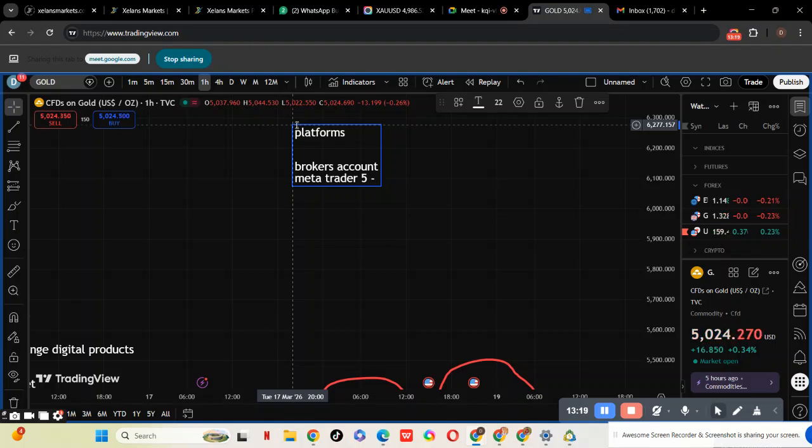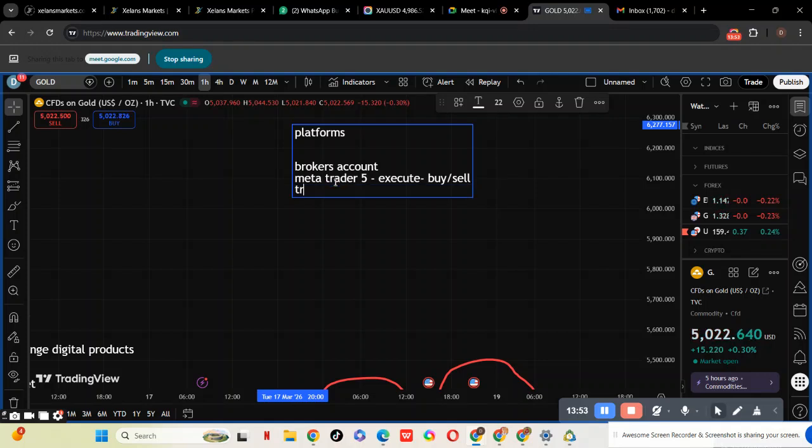Now from MetaTrader 5, this is where we execute our trades. This is where we interact with the market. This is where we place buy or sell. We call it MetaTrader 5. This is what matters a lot. So once you deposit your money into the broker, it's connected to MetaTrader 5. Then from MetaTrader 5, you can execute buy and sell when you analyze the market.